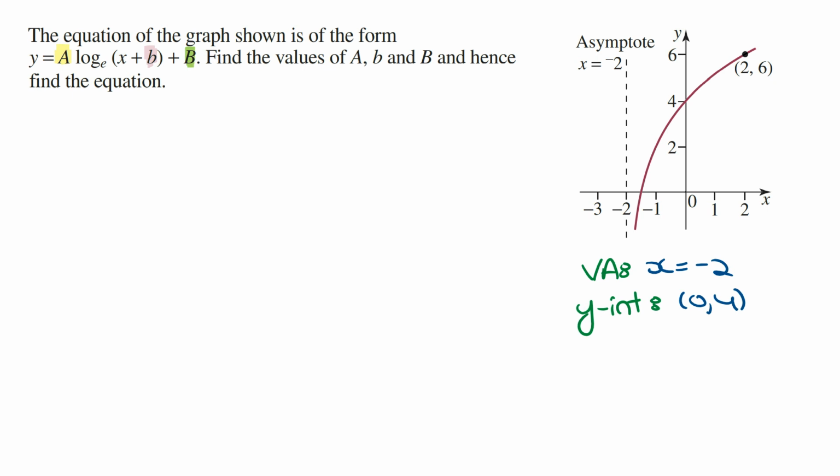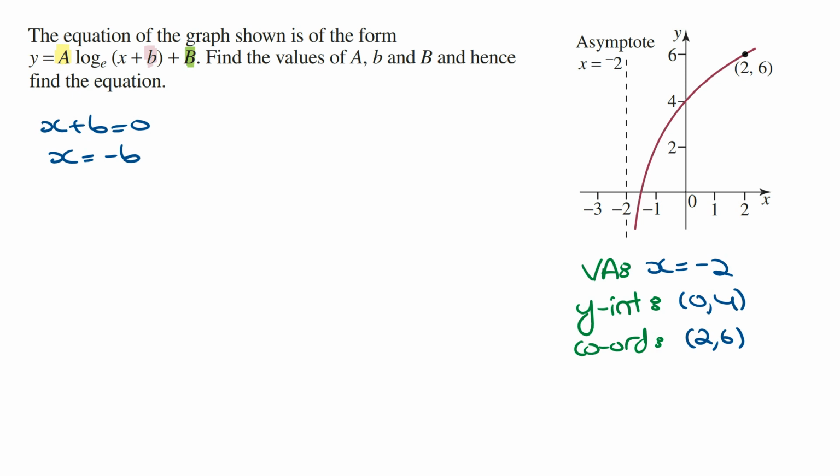And the third information we can get from this graph is that it passes through the coordinates (2, 6). And so when x is equal to 2, y is equal to 6. And now using these three pieces of information, we can find the values of the three unknown constants. From the previous videos, we learned that to find the equation of the vertical asymptote, we let whatever is inside the brackets equal 0 and solve for x. And so if we let x plus b equal 0, solving for x, we're going to get x is equal to minus b. And this is the equation of the vertical asymptote.